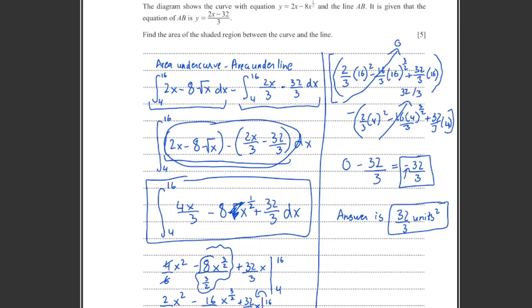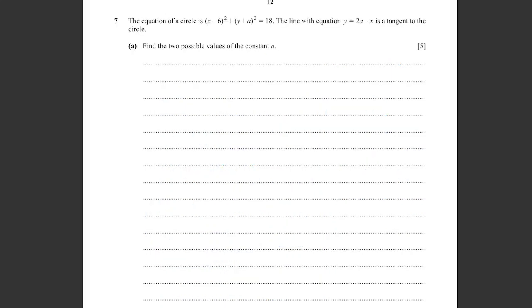Okay, that's your area. On to question number 7, and it says that the equation of a circle is something something, and then the line with equation y equals something something is tangent to the circle. And both of these equations have a constant a, and they want us to find the two possible values of constant a. Okay, so what does it mean when a tangent touches a circle?